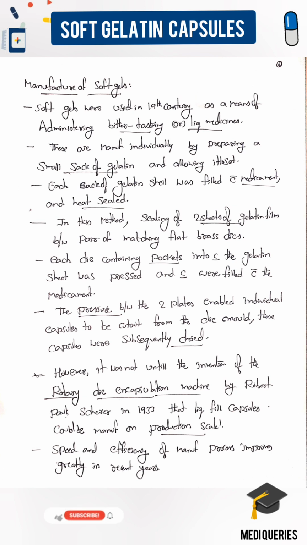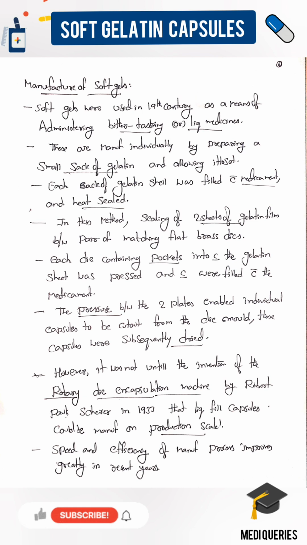After that, the pressure between the two plates enables individual capsules to be cut off from the die mold. These capsules were subsequently dried. This is how we prepare the soft gelatin capsules.